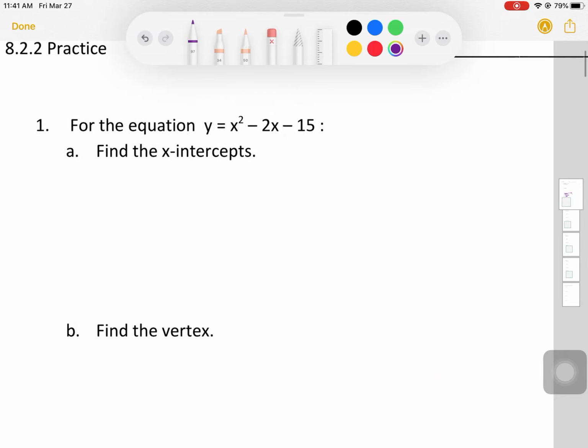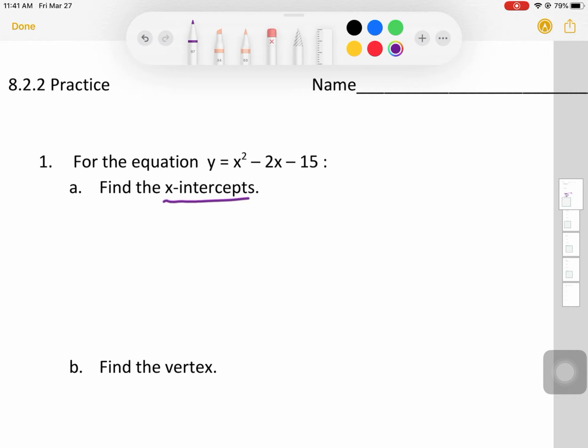All right, so the next thing I need is to find my x-intercepts. And x-intercepts would be where the y value equals 0. So in this situation, that would mean I would be putting 0 in for y.